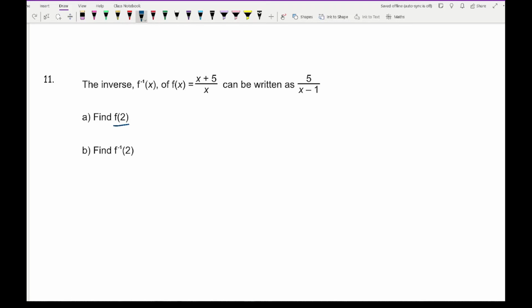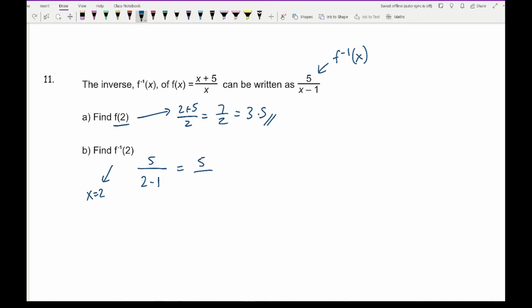Here what we've got is 2 plus 5 divided by 2. So that's 7 over 2, which is 3.5. Then the inverse function of 2, well, this here is our inverse function. So to work out f of the inverse function of x when it's 2, we've got 5 over 2 minus 1, because here x equals 2, and that leaves me with 5 over 1, so the answer is just 5.